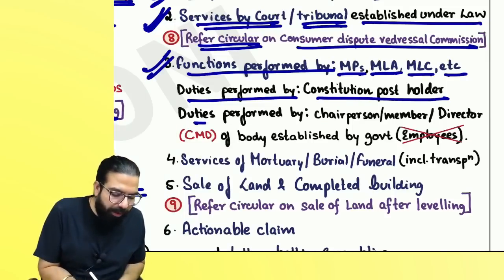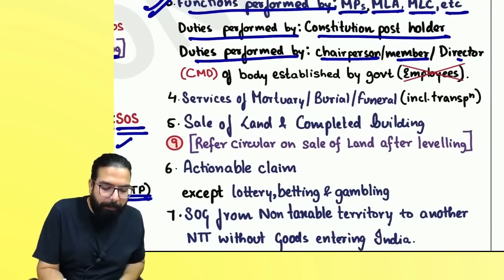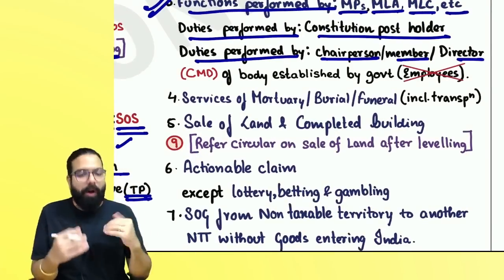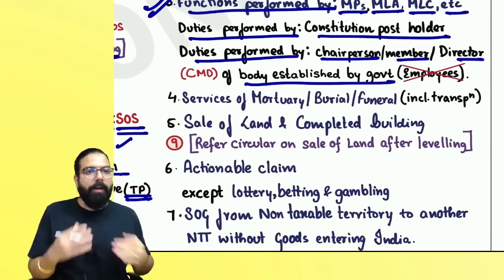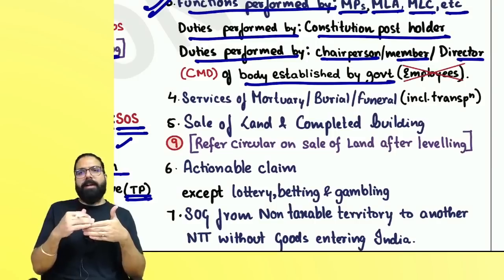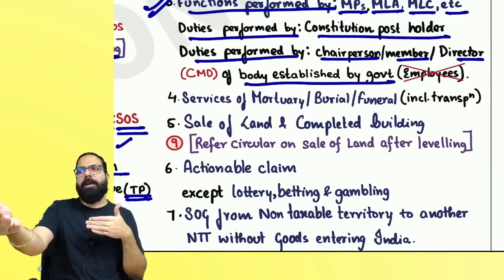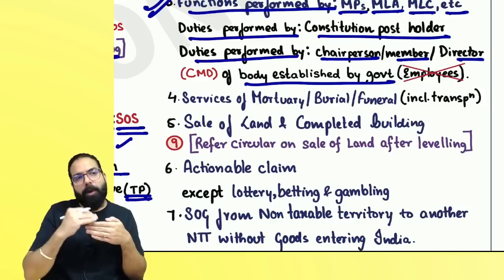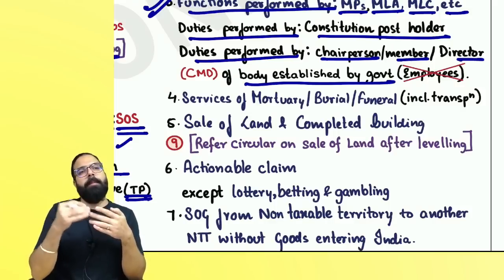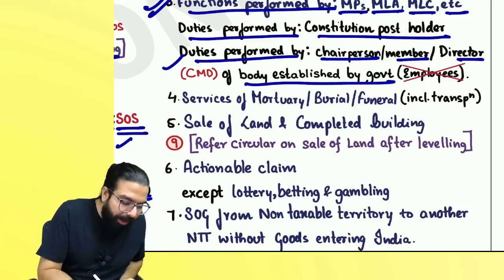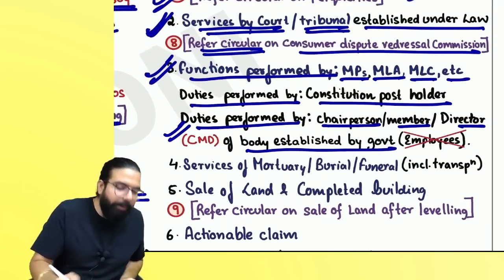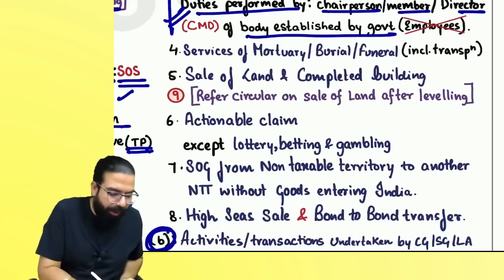The next one is duties performed by chairperson, member or director, CMD of a body which has been established by the government. Now, if that chairperson, member, or director is an employee of the body, then it is an employer-employee relationship, neither supply of goods nor supply of service. But if they are not employees, then also the services of chairperson, member, and director are being exempted here. I call them government officials. Can I go ahead, everyone?